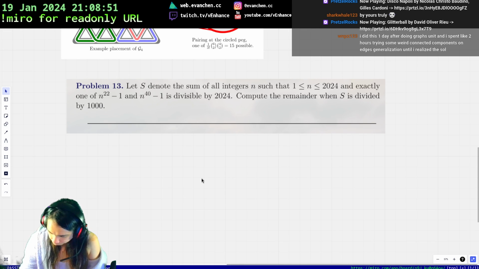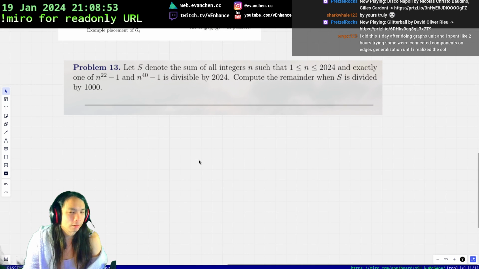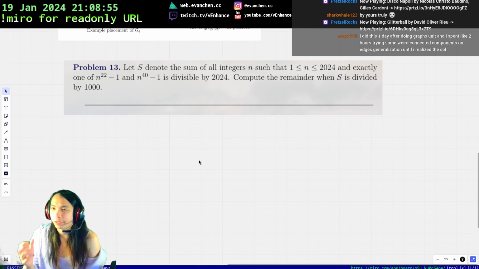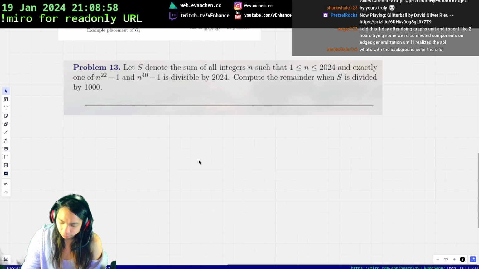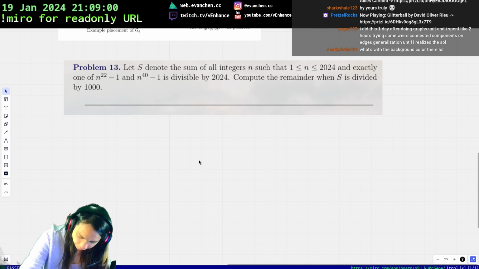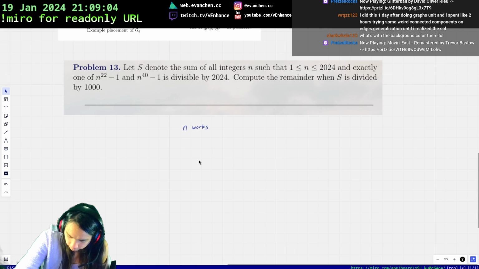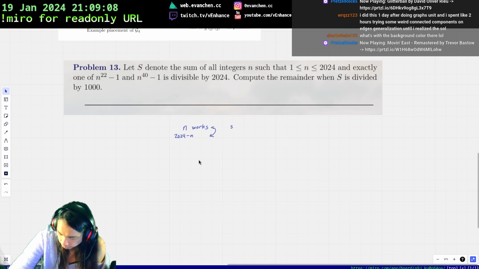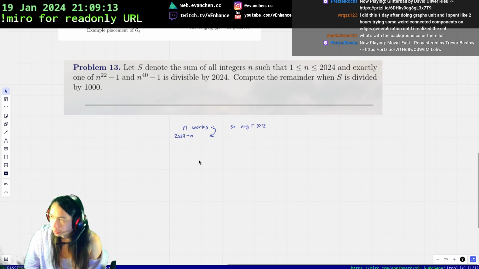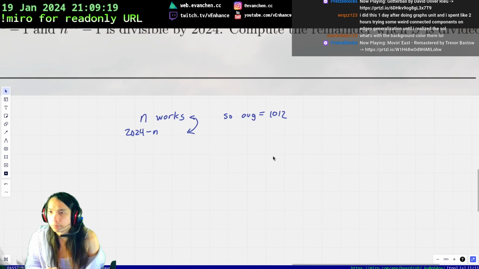Okay, so first, what I think the main thing I should communicate is that because all the exponents are even, anytime n works, so does 2024 minus n. So the average of all working n will be exactly 1012. And therefore, all I need to do is tell you how many valid n there are. What the heck? What did I do to my scaling?